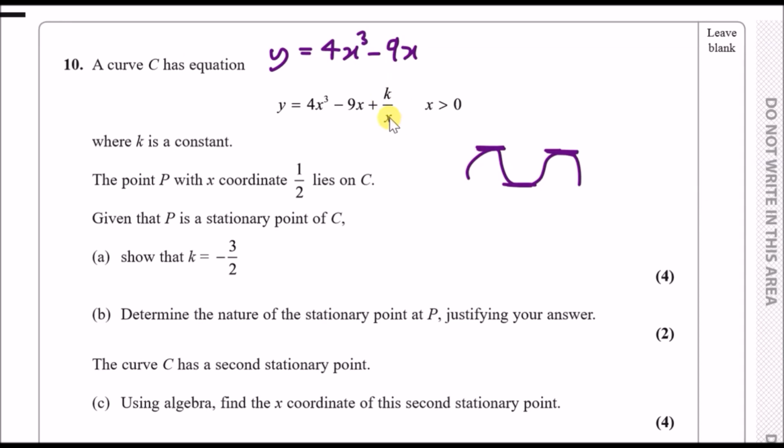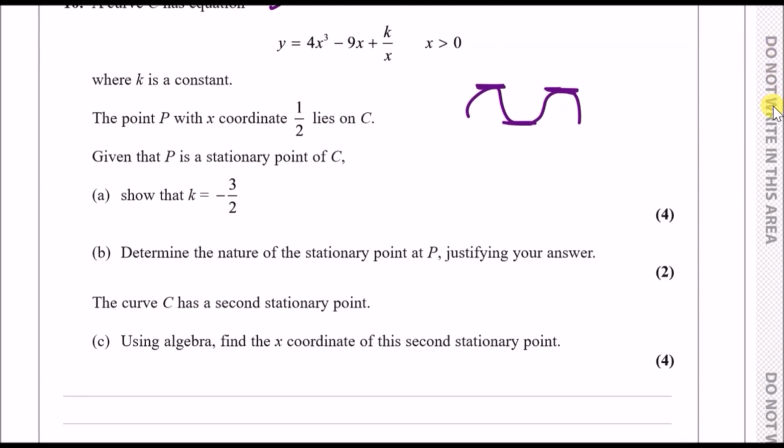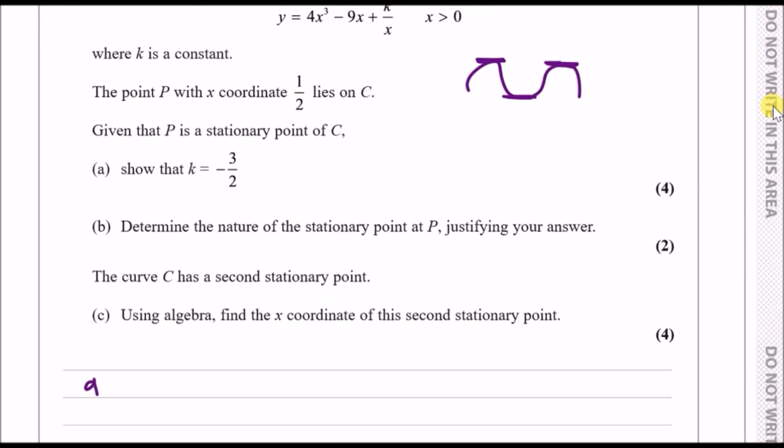So if you've got x on the bottom, to bring it to the top line, it becomes x to the negative 1. So it becomes plus k x to the minus 1. So this is the reciprocal indice here. Now we want to go ahead and differentiate this. So I'm going to try and bring it down a bit. So to differentiate that, so this is part A. Let's write dy over dx.